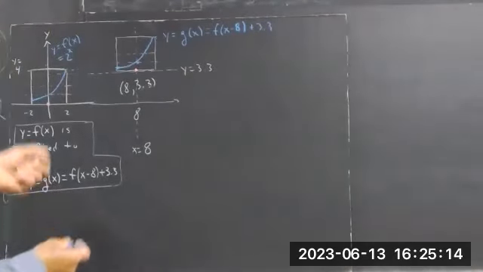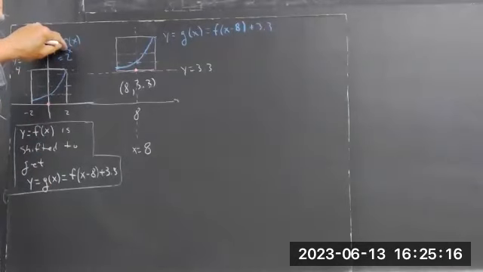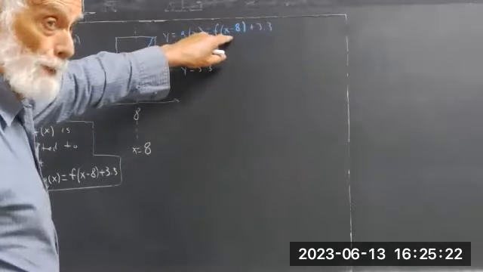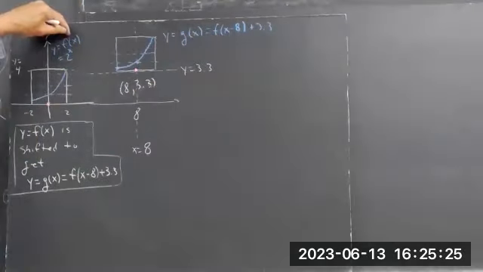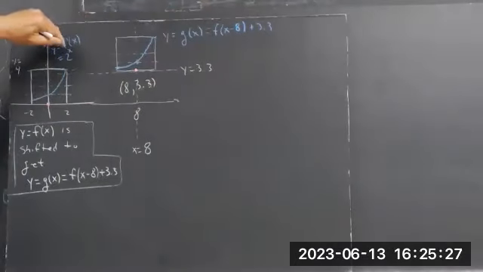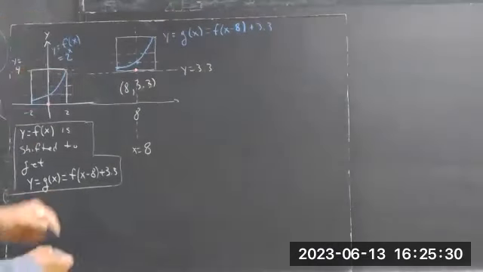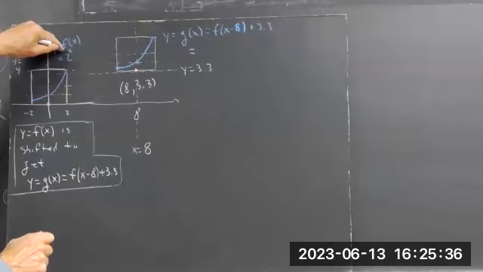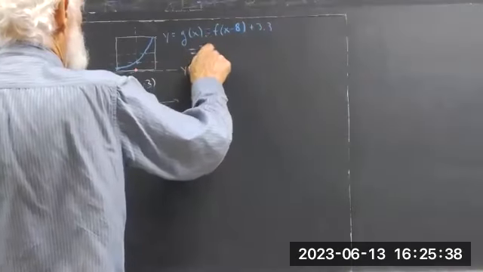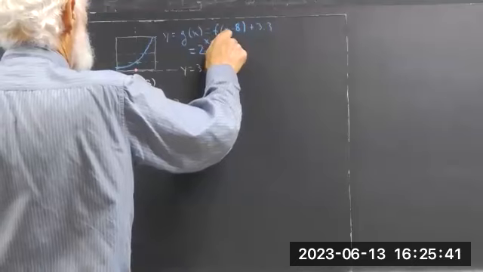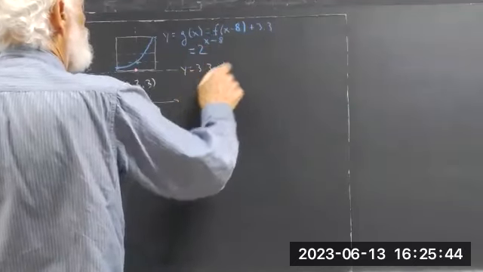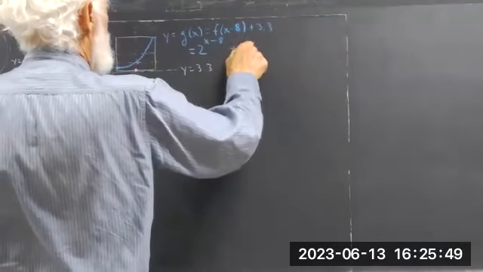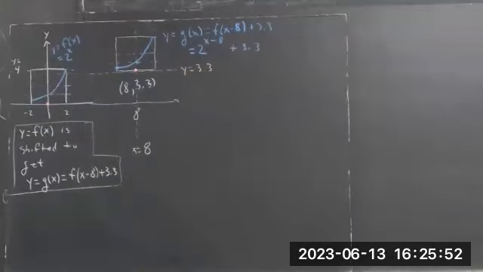If the function is f of x equals 2 to the x, then when I write f of x minus 8, that means I replace x by x minus 8. So I replace this x by x minus 8. If I replace the x in this expression by x minus 8, I get 2 raised to the x minus 8. And then plus 3.3. There it is.